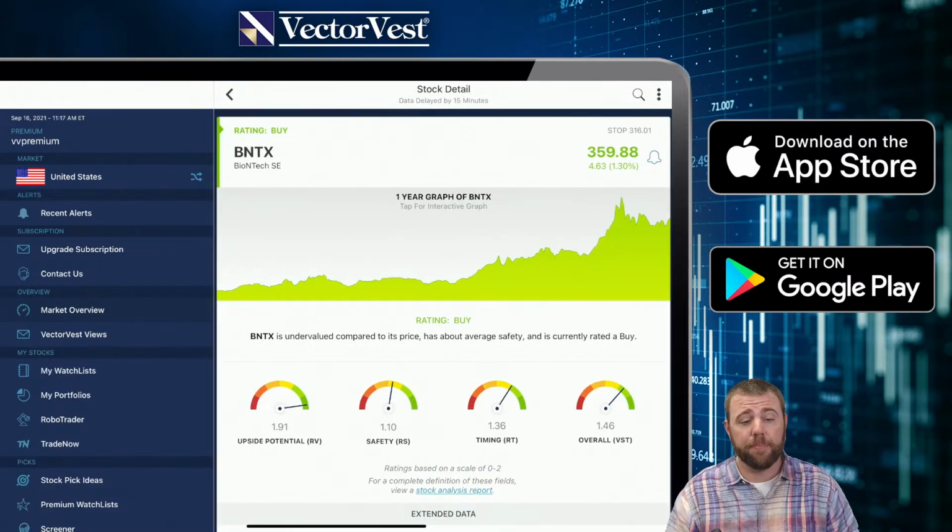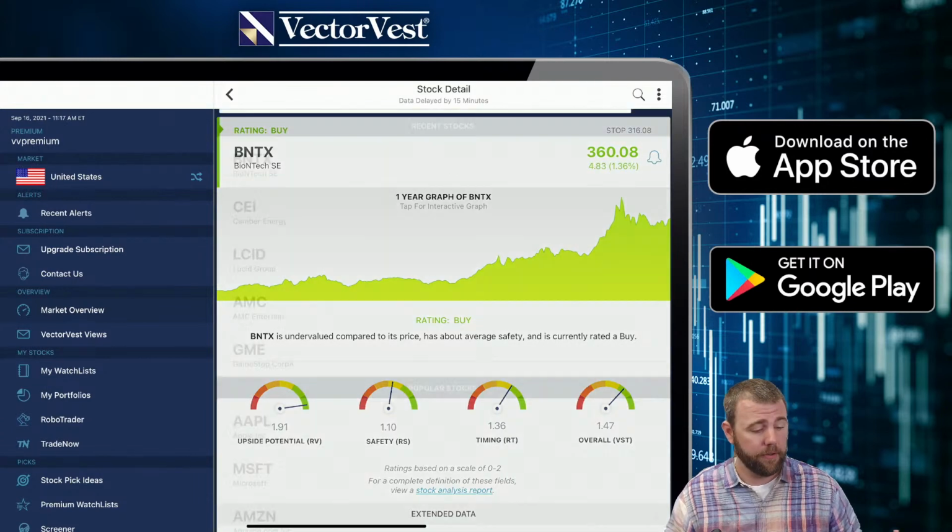BNTX, great long-term potential, solid fundamentals, so less risk associated with it. You're in a really strong uptrend. Overall, the stock's definitely favorable here.